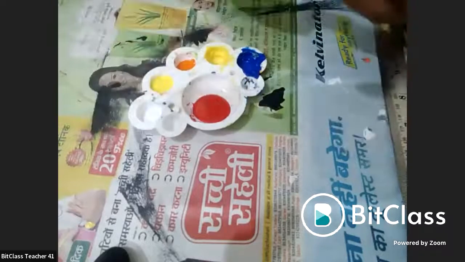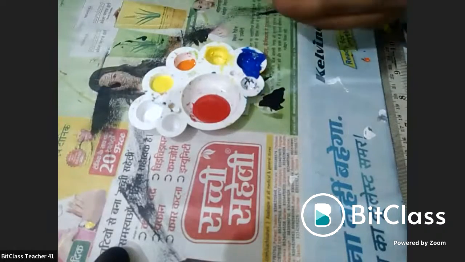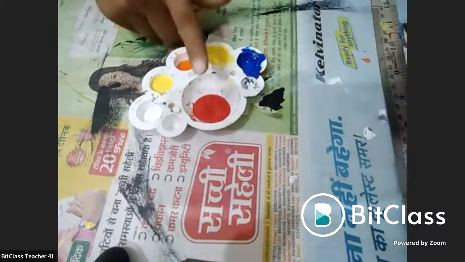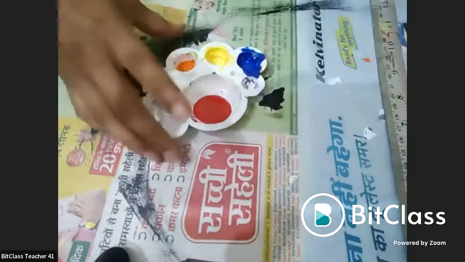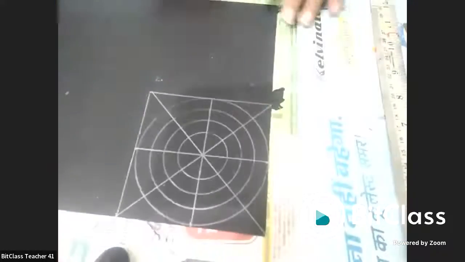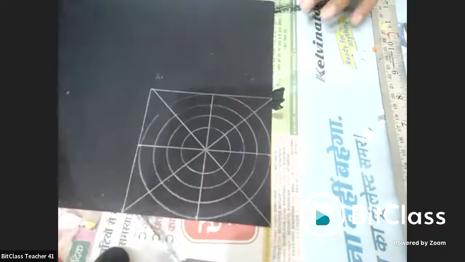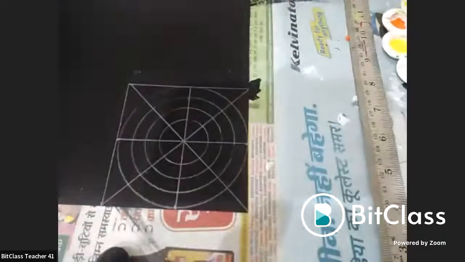So for today's class, we are using 4 colors. That is the crimson red, orange, lemon yellow, and white color. Keeping this aside, this is the part where we are working on.